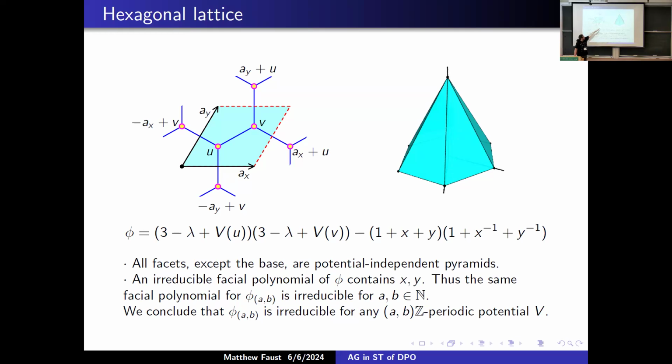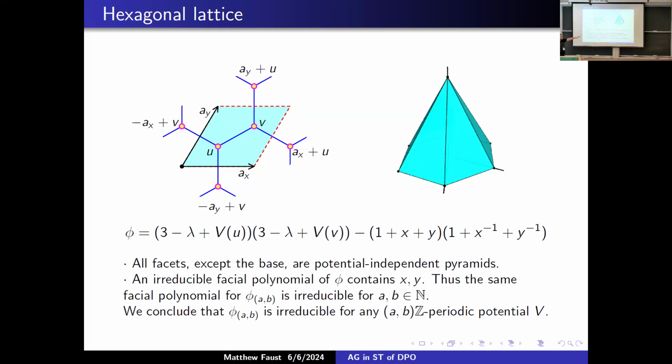If you recall that example I was showing you, that was lambda squared minus x minus y. So this is a facial polynomial with both the terms x and y. Therefore, we can conclude that the facial polynomial of phi sub ab is irreducible. So now we have that phi sub ab is only homothetically reducible. We have an irreducible facial polynomial. So we conclude that phi sub ab also must be irreducible.